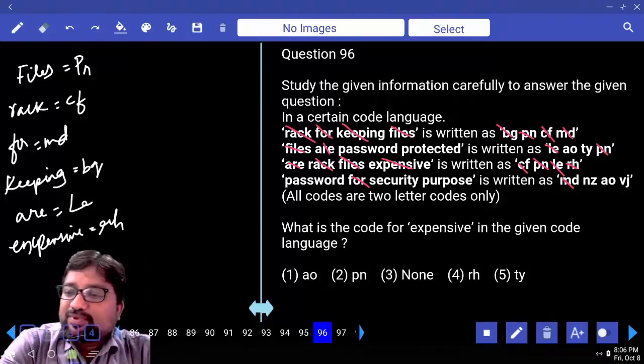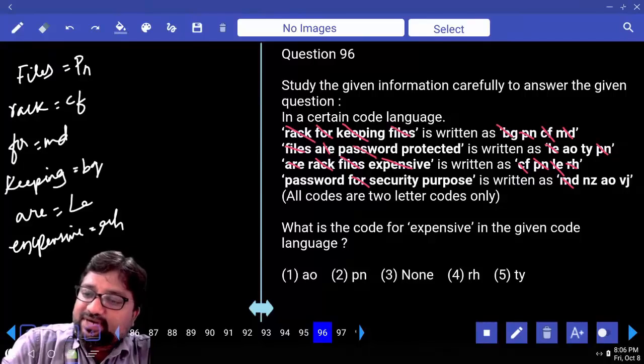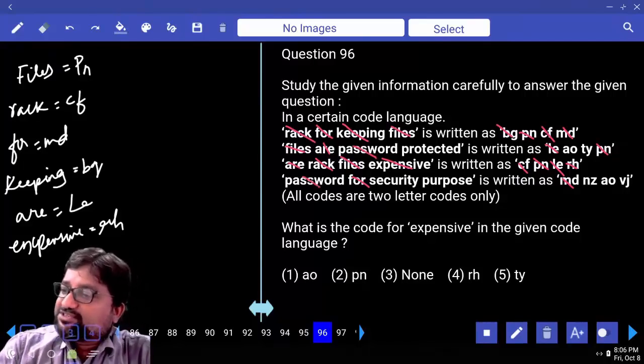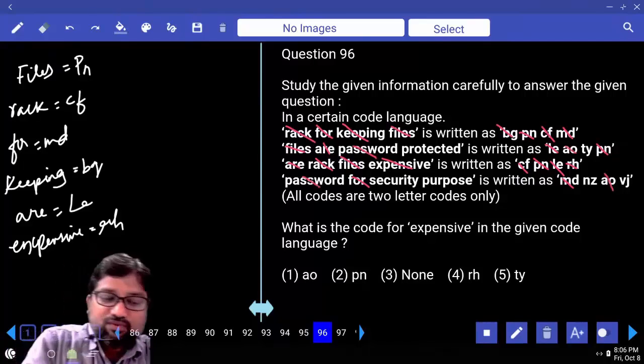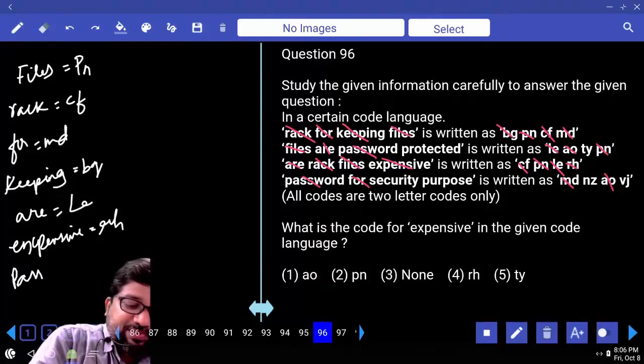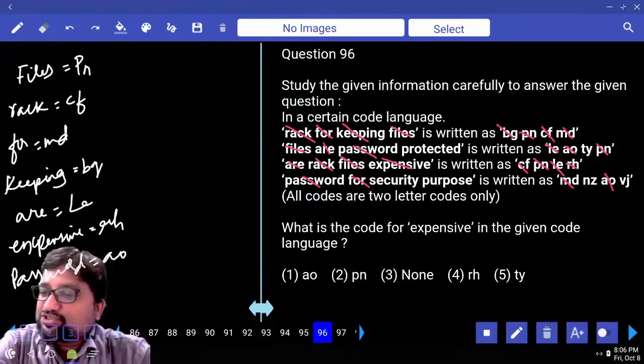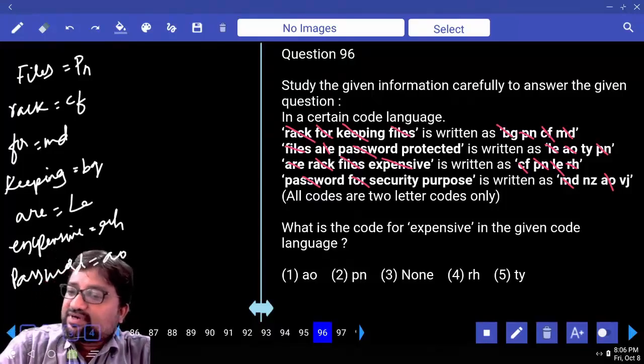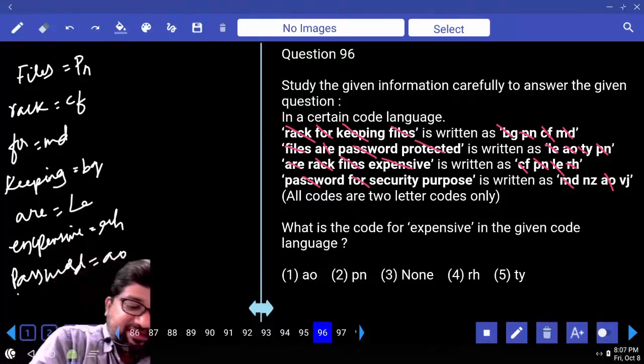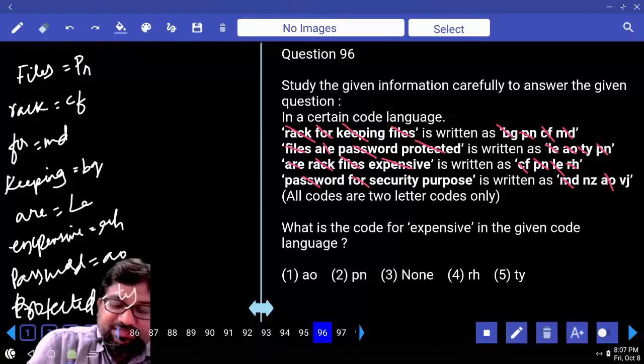RH. Password protected. Password is left out. Password in 2 and 4. It should be AO. Password is AO. Understood? Yes, protected is the only word that is left out. It is TY. Protected is equal to TY.